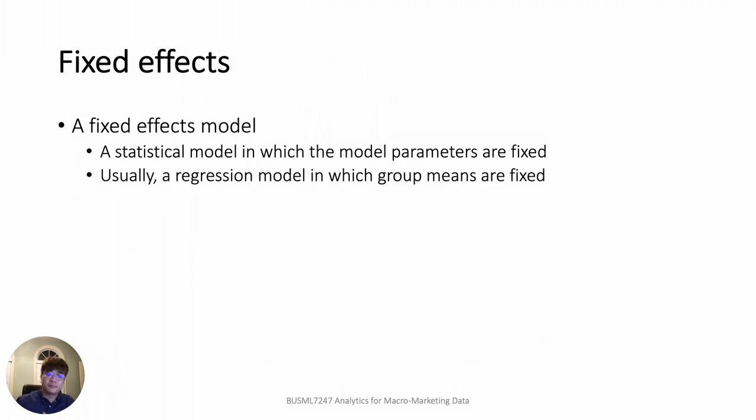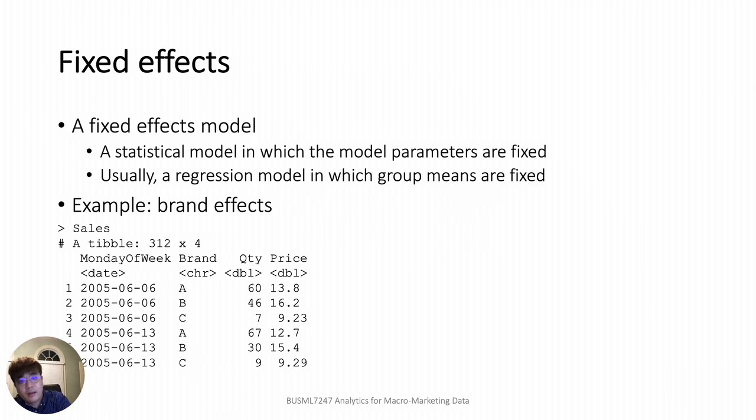Fixed effects. In general, if a statistical model has only fixed model parameters, then the model is called a fixed effect model. Usually, a fixed effect model is used to analyze data with several groups that have different group means. Here is an example. The data are two-dimensional, having sales and price information for each brand and week.